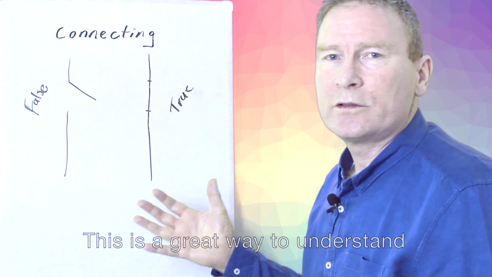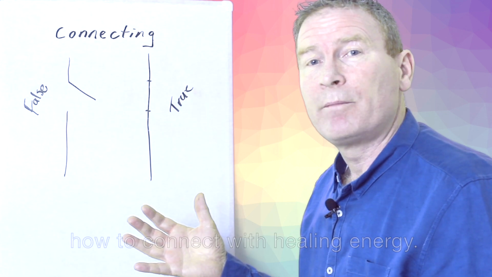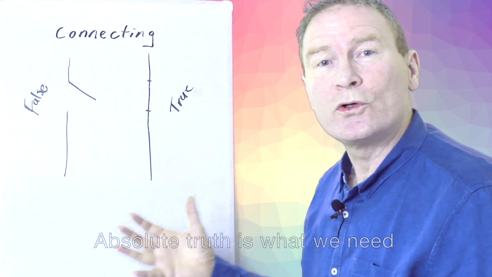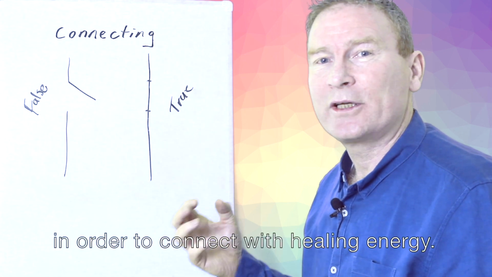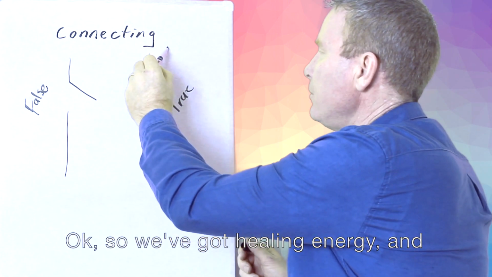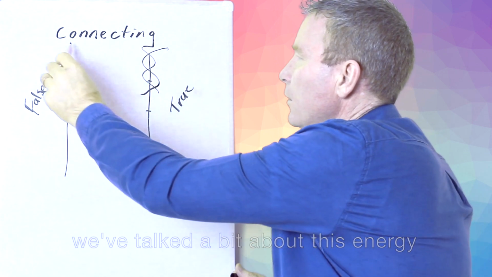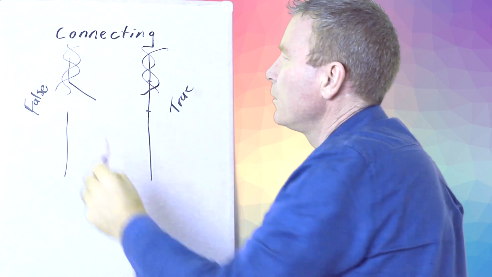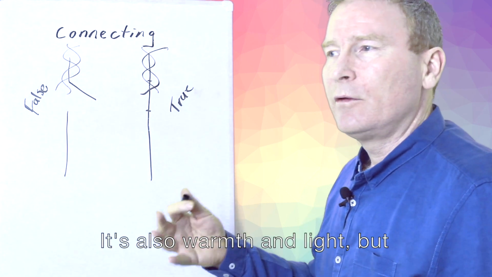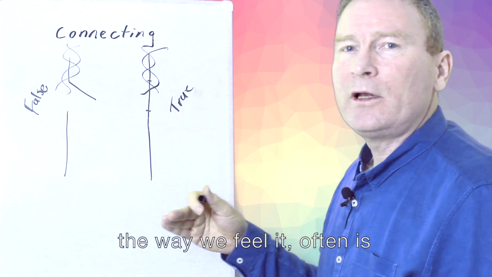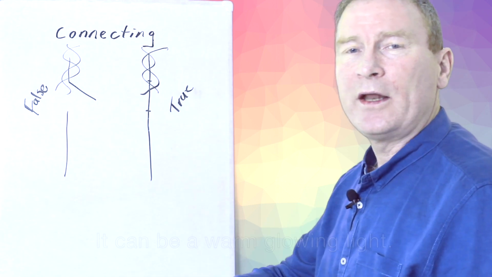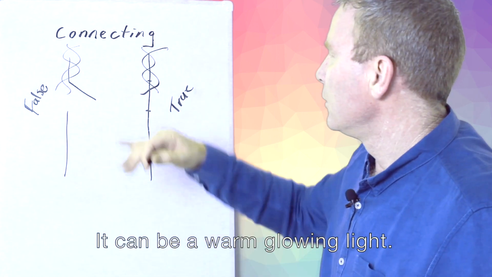So this is a great way to understand how to connect with healing energy. And it comes down to what I would call absolute truth. So absolute truth is what we need in order to connect with healing energy. Okay, so we've got healing energy, and we've talked a bit about this energy before. It comes down as a wave form, so it's electromagnetic in nature. And it's also warmth and light, but the way we feel it often is more of an electrical energy or an impulse that comes through our body, and it can be a warm, glowing light.